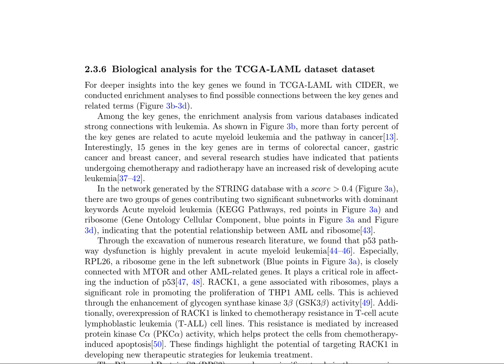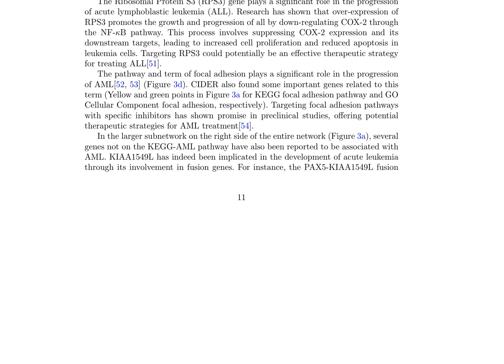RACK1, a gene associated with ribosomes, promotes THP-1 AML cell proliferation by enhancing glycogen synthase kinase 3 beta activity. Overexpression of RACK1 is linked to chemotherapy resistance in T-cell acute lymphoblastic leukemia, suggesting that targeting RACK1 may be a therapeutic strategy for leukemia treatment. Similarly, the ribosomal protein S3 gene plays a significant role in acute lymphoblastic leukemia progression, and targeting RPS3 could be an effective therapeutic strategy. The pathway and term of focal adhesion also play a significant role in AML progression.